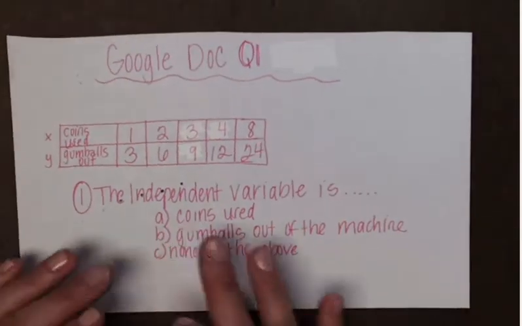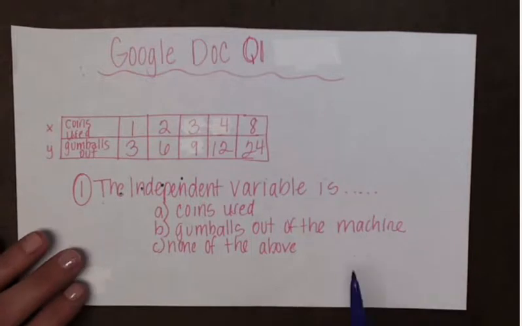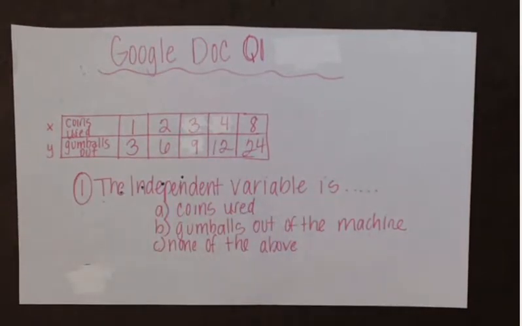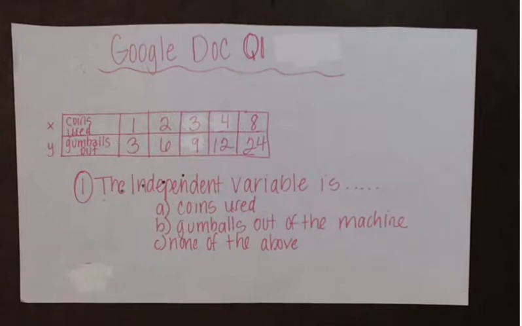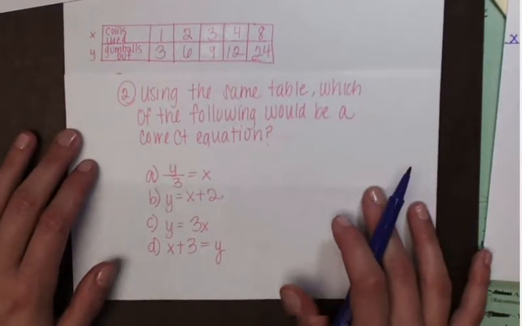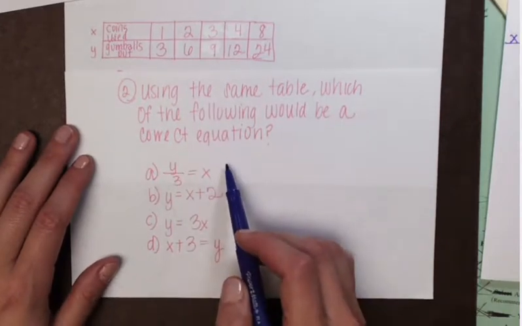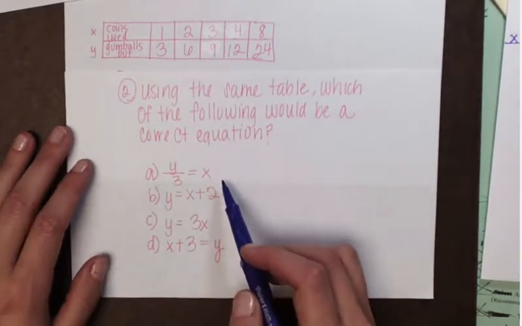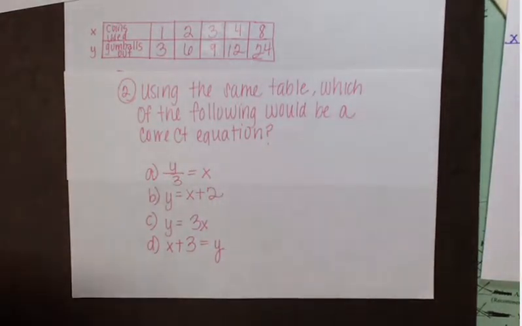Alright, let's see what you've learned so far. This is Google Doc question 1. You've got your graph here and you're telling me which one is the independent variable. Is it the coins or is it the gumballs coming out of the machine? So coins used, gumballs coming out. Okay, good job. Google Doc question number 2. It's the same table and then you're going to answer this question. Okay, which of the following could be a correct equation? We found the independent, the dependent. The next step is equation.